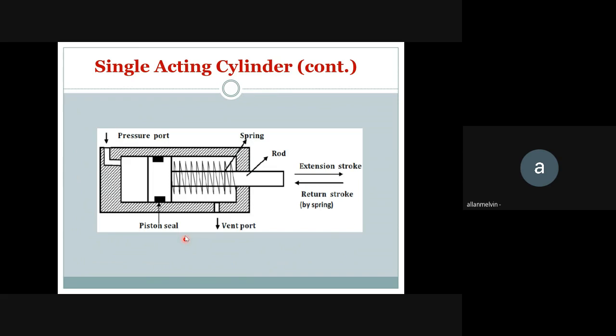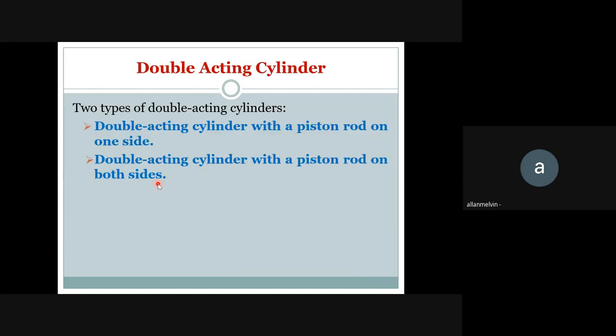I think you have seen this picture before in pneumatics. So you have a piston and you have a rod, you have a spring. When you give pressure, the cylinder will extend. When you don't supply anything, your spring will overpower and push the piston back to the original position. So that is the single acting cylinder.